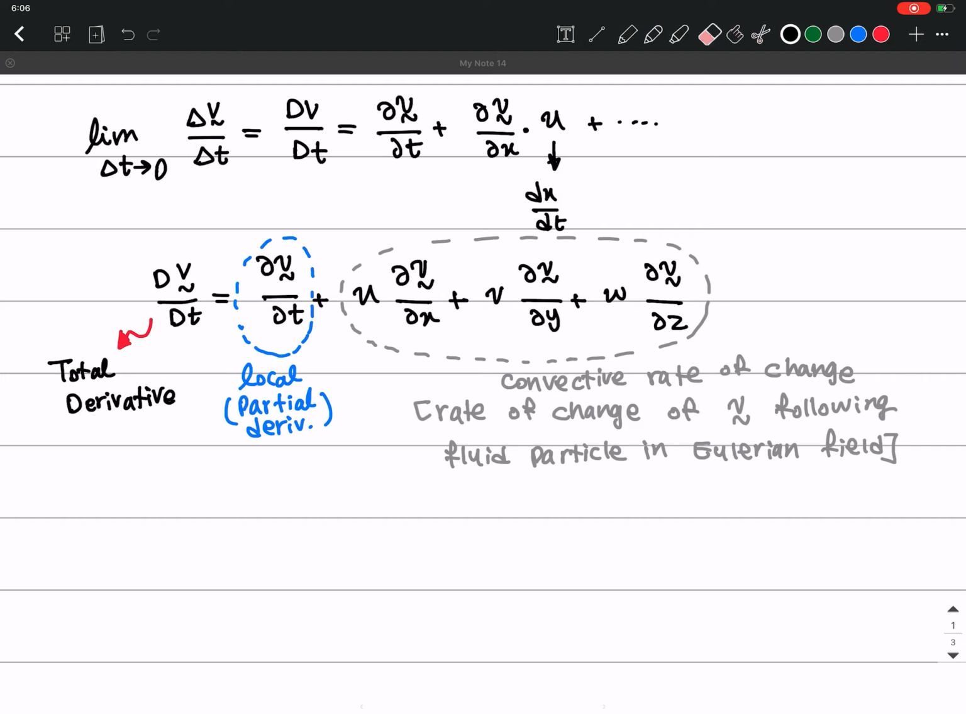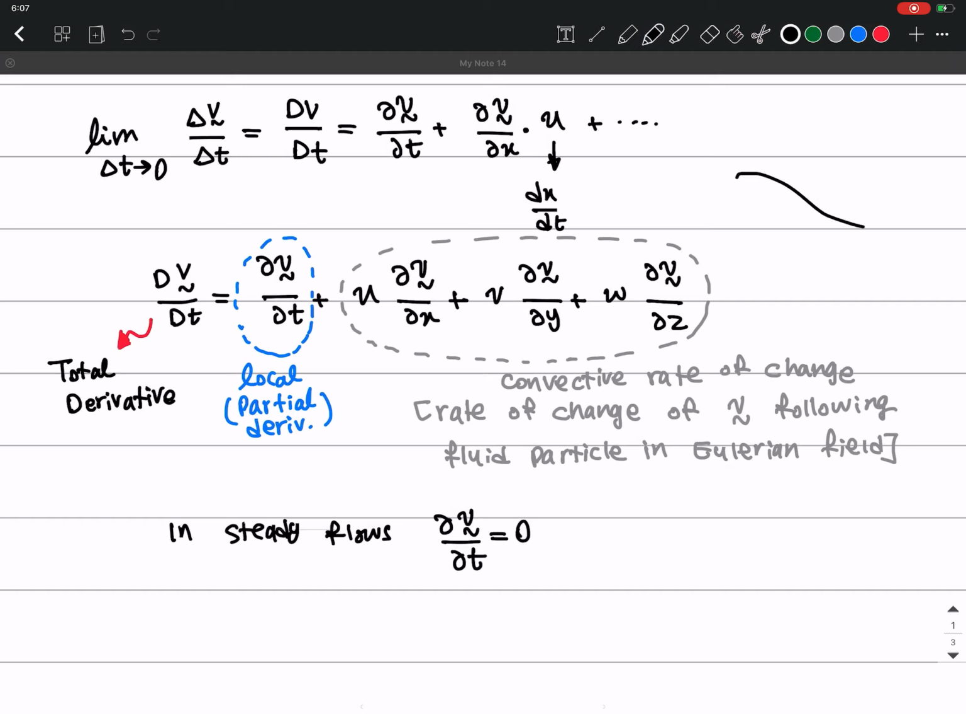So if you have a steady flow, in a steady flow, this partial V over partial t is 0. It means we have no change in the partial derivative of V with respect to time. But this doesn't mean that we don't have any total derivative or total acceleration. The acceleration could be due to changes in space.